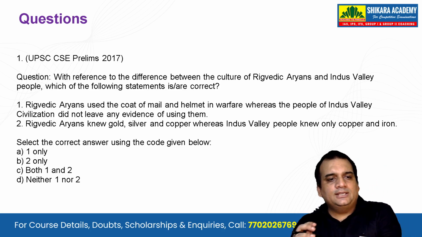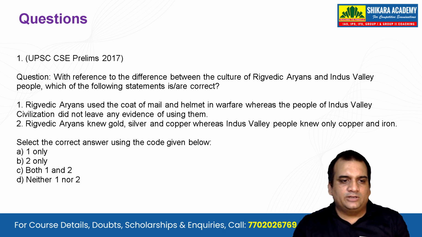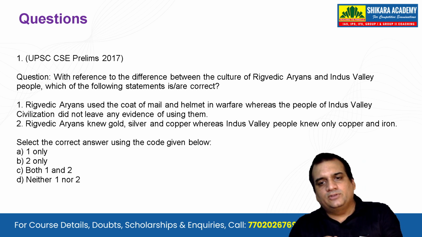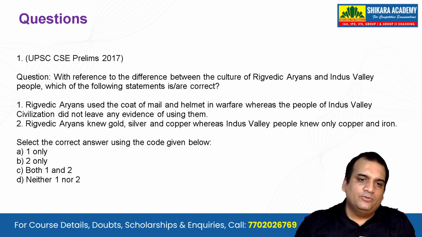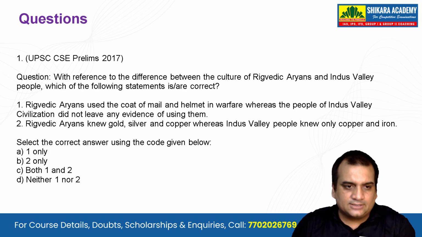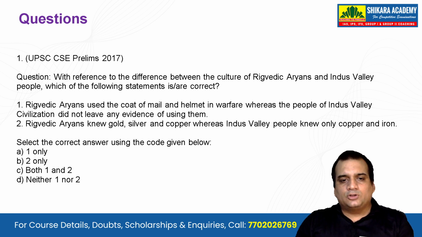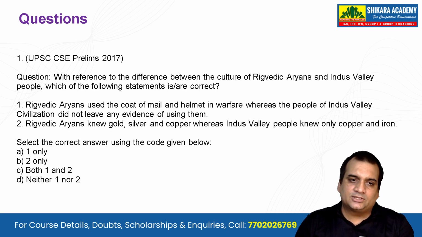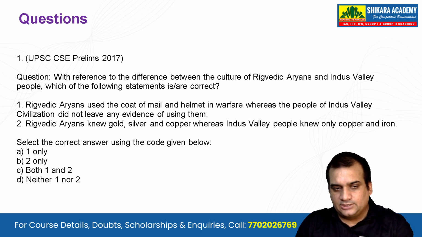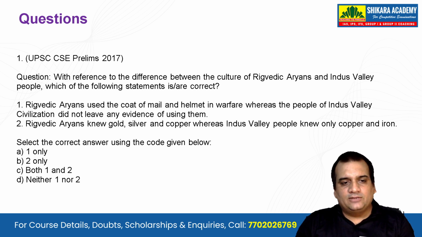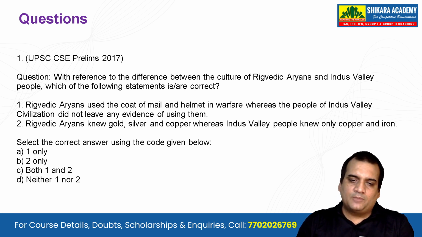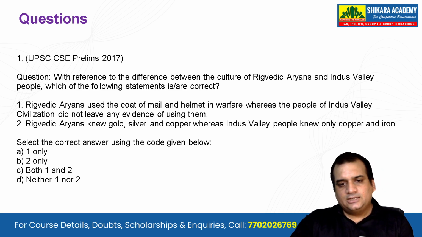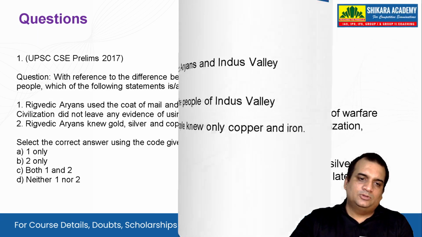The question here says: with reference to the difference between the culture of Rigvedic Aryans and Indus Valley people, which of the following statements is or are correct? One, Rigvedic Aryans used the coat of mail and helmet in warfare, whereas the people of the Indus Valley civilization did not leave any evidence of using them. And number two, it says Rigvedic Aryans knew gold, silver, and copper, whereas Indus Valley people knew only copper and iron. But right now we saw Indus Valley people knew about gold and silver.